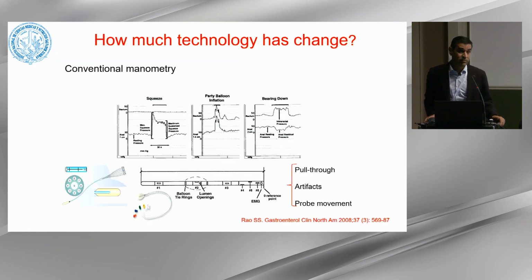First, we have to go back and remember the old technology, in which in conventional manometry we could see this beautiful increase in pressure during the squeeze and the changes in the anorectal region during the bearing down maneuver and the Valsalva maneuver. These were possible because of this pull-through technique. And we have to remember that this technique had some cumbersome problems, for example the artifacts we could have once we were pulling through the catheter, and this movement could induce variation in pressure.